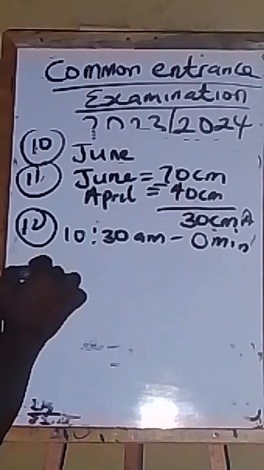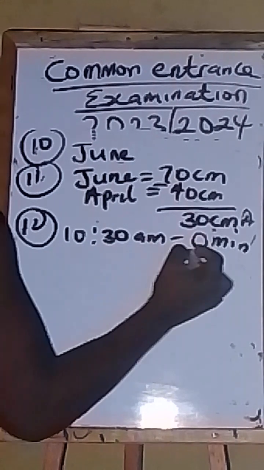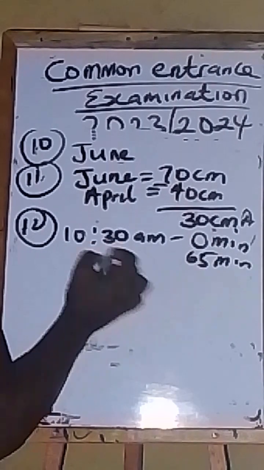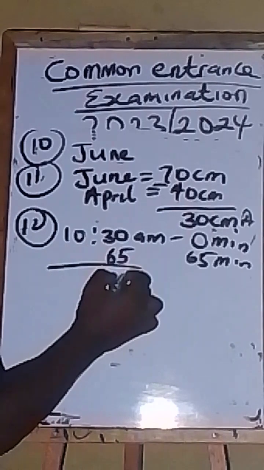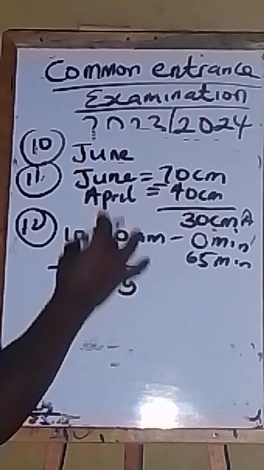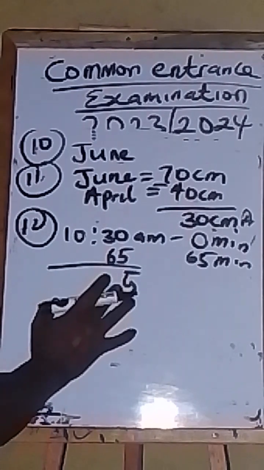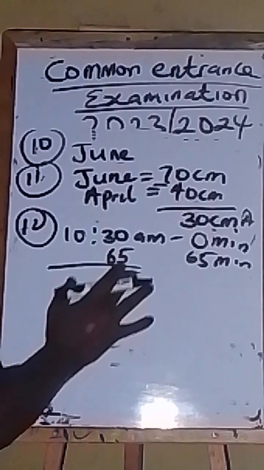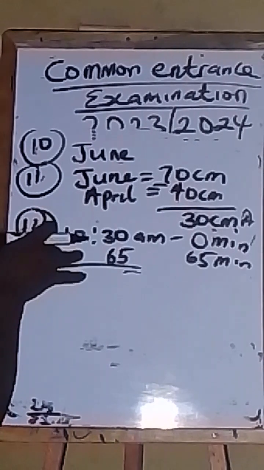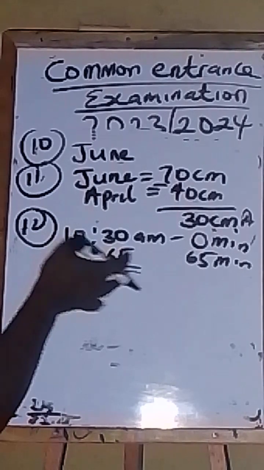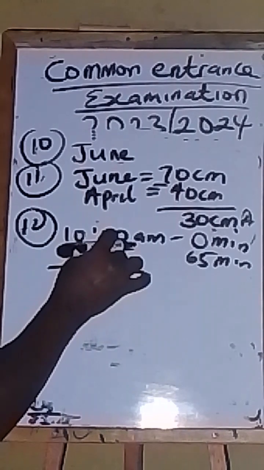Then in 65 minutes. If we add 65 to this, it will give us 5. This is supposed to be 9, but because we are dealing with 10:30, that's 30 minutes past 10. That's why I'm adding it to 65 minutes. So this is 5. This is supposed to be 9.